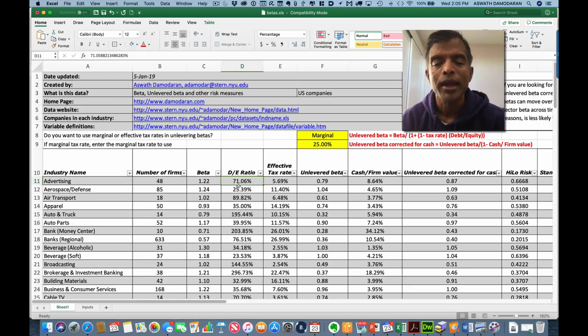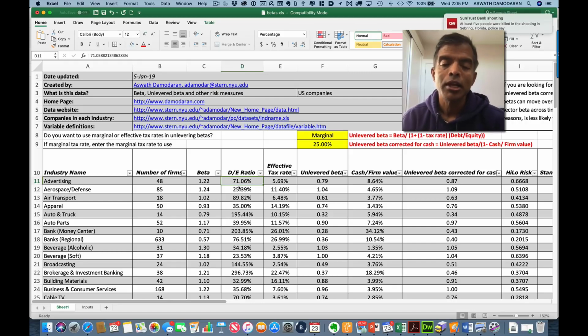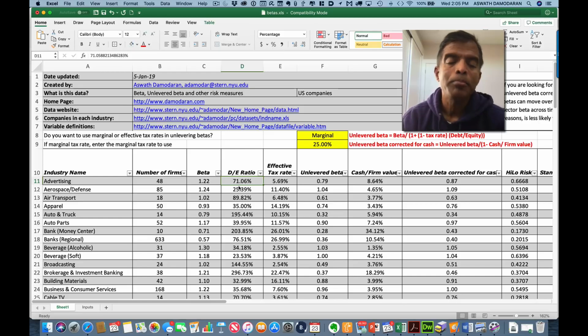You're saying, why do you do that instead of taking a simple average of the debt to equity ratios? Because the debt to equity ratios can have outliers. You can have companies with 6,000% debt to equity ratios, which can pull your average out. So I've computed an average debt to equity ratio.